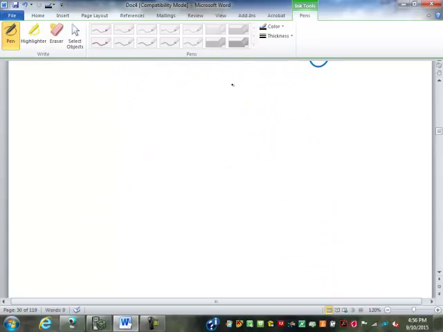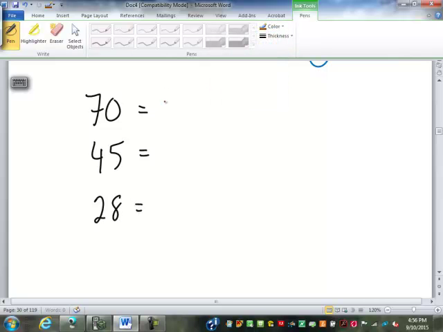So let me do, let's see here, 70, 45, and 28. If I factor 70, it is 2 times 5 times 7. 45, 3 squared times 5. 3 times 3 times 5. Right? 28 is 2 squared times 7.